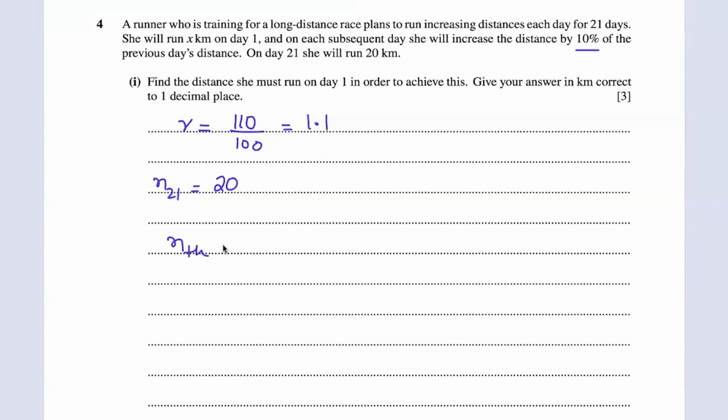Now the nth term is given by A r power n minus 1. As the 21st term is 20, we'll write 20. The common ratio is r and n is 21, so 21 minus 1 will become 20. So A will be 20 divided by 1.1 to the power 20. So A is equal to 3.